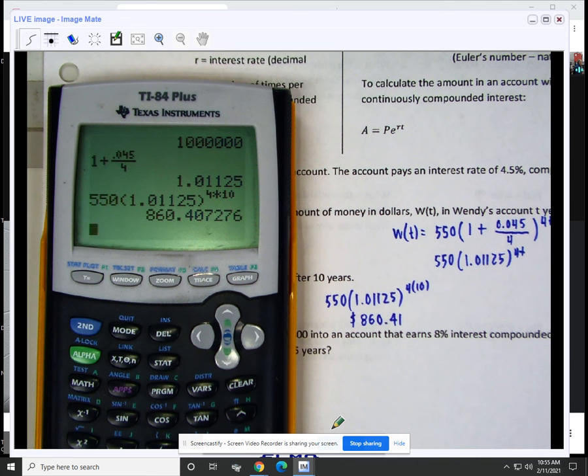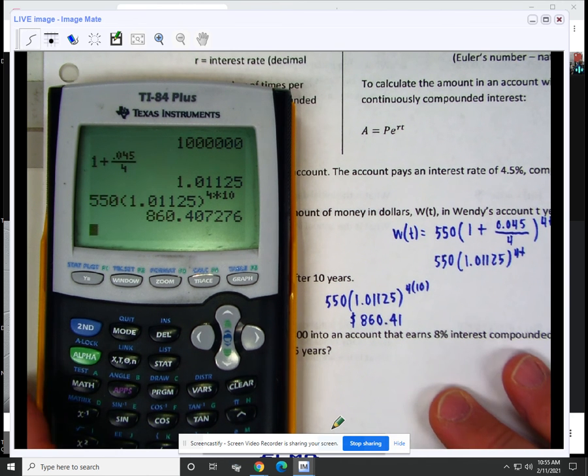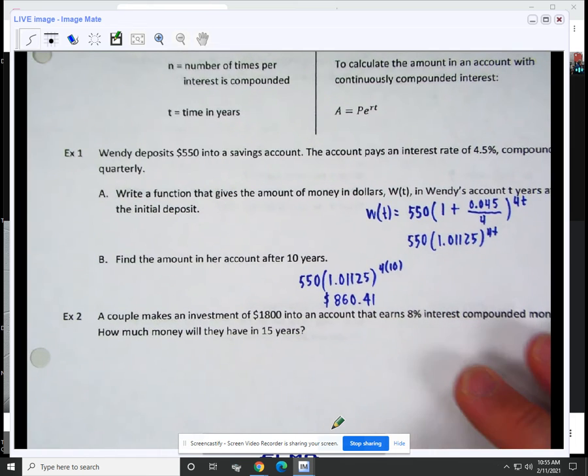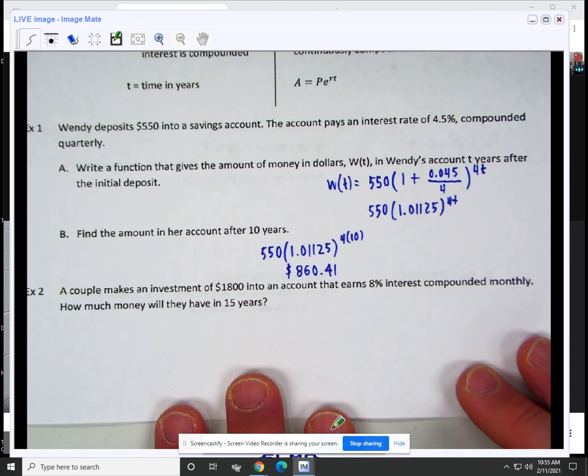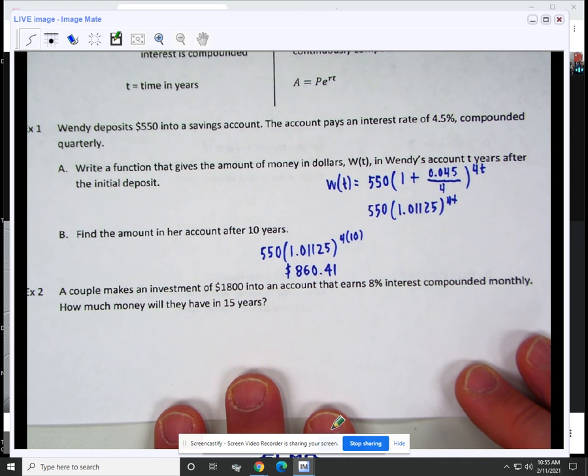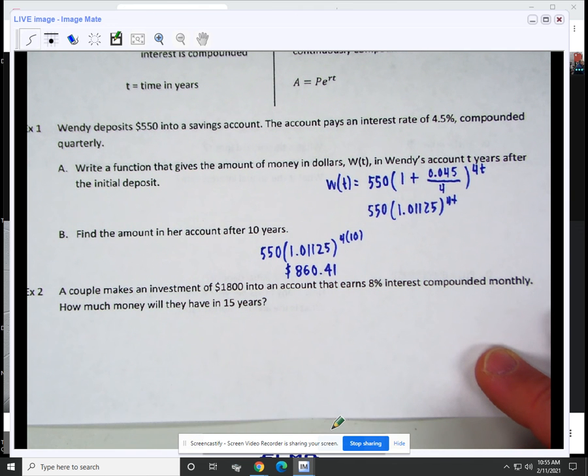All right, so is compound interest just a lot harder than what we did yesterday? It's not, okay? It's not a lot harder. Now, it does have that n value, so we have to change a little bit of what we did yesterday, but it's really not that hard. All right, example 2. A couple makes an investment of $1,800 into an account that earns 8% interest, compounded monthly. That tells me 2 things. One, I'm definitely using what formula?